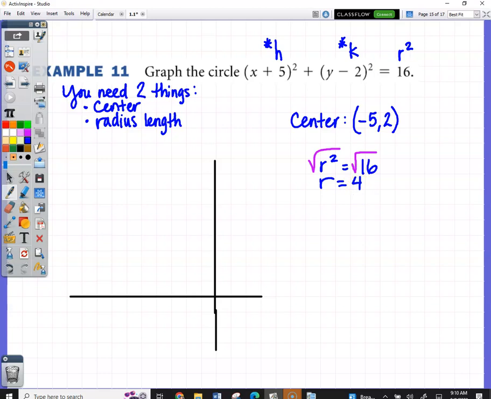So r is 4. Now here's how you graph it on paper, and then I think, if I remember correctly, this is how the widget in My Math Lab wants you to graph it.